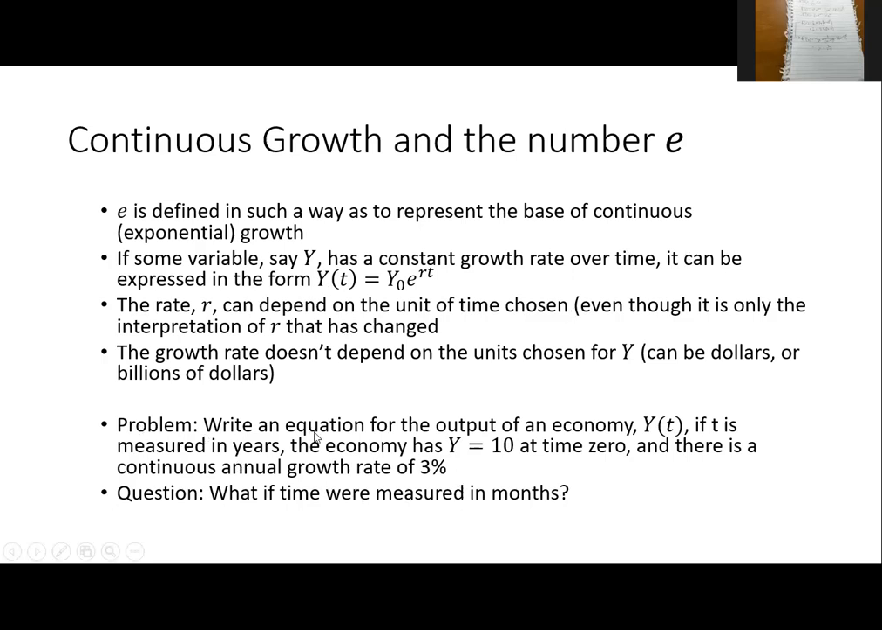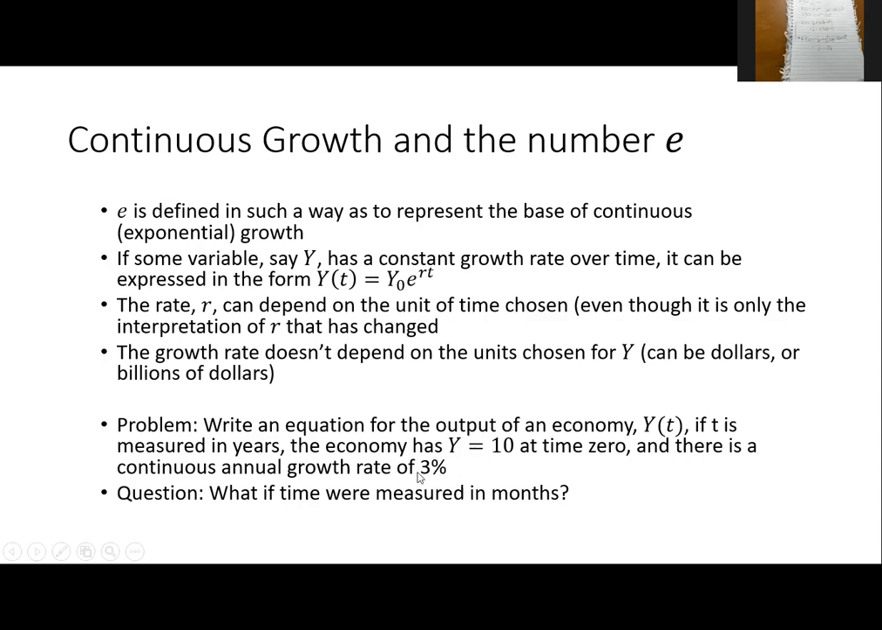Okay, here's a problem. Write an equation for the output of an economy, y of t, if t is measured in years. The economy has y equals 10 at time 0, and there is a continuous annual growth rate of 3%. What's the answer to that? Just plug in y0 equals 10. What should I plug in for r? Should I plug in 3 for r? That would be wrong. It's not 3. Is it 0.03? Yeah, that's it. So y equals 10 times e raised to the power of 0.03 times t.